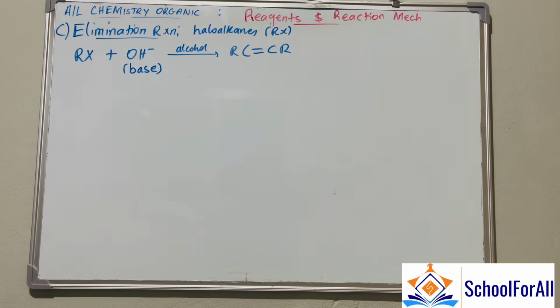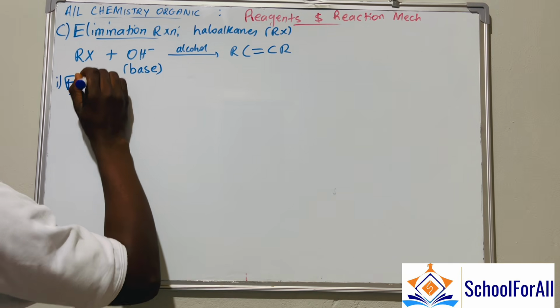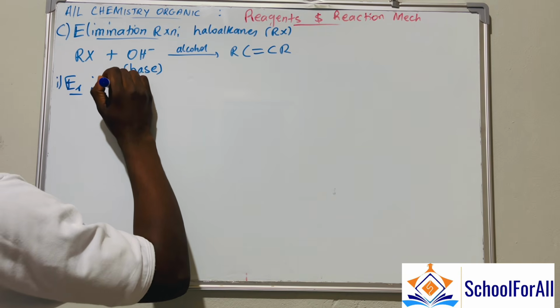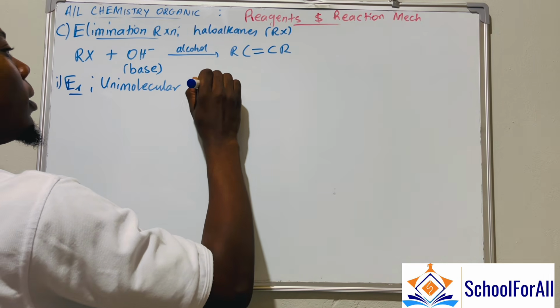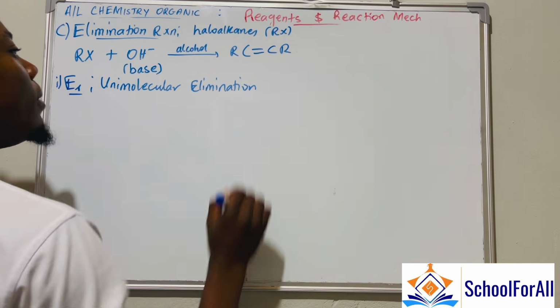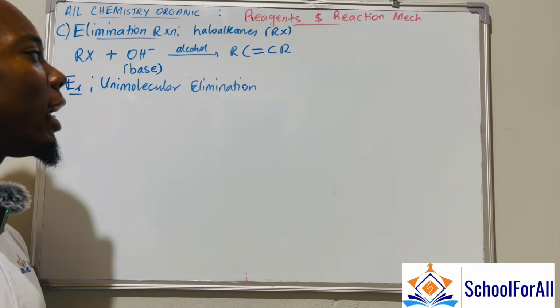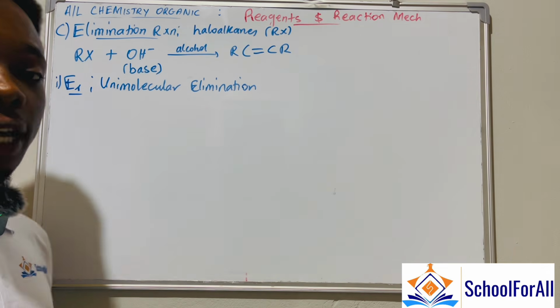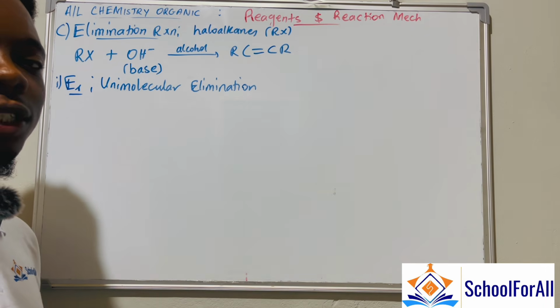So that is what is happening in your elimination reaction. Elimination reaction, just like nucleophilic substitution reaction, is in two forms, that is E1 and E2. First we talk about E1. Just like in nucleophilic substitution, E1 means unimolecular elimination. This unimolecular elimination reaction occurs in two steps. It involves only one species in the rate determining step. It occurs for tertiary halogenoalkanes.